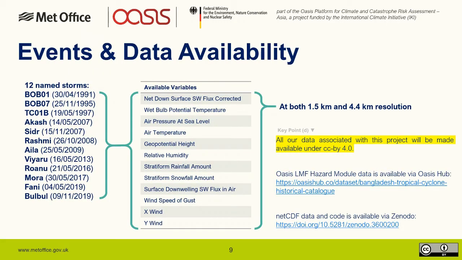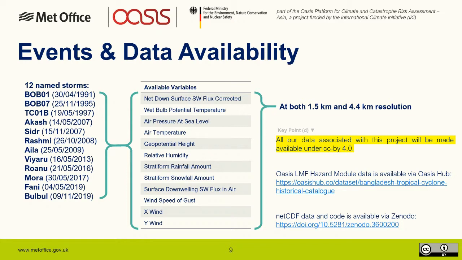So we run our ensemble downscaling approach for 12 historical cases listed here on the left, chosen in collaboration with Buet. These were constrained by the availability of the ERA5 data, which at the time of running these simulations only extended back to 1979.